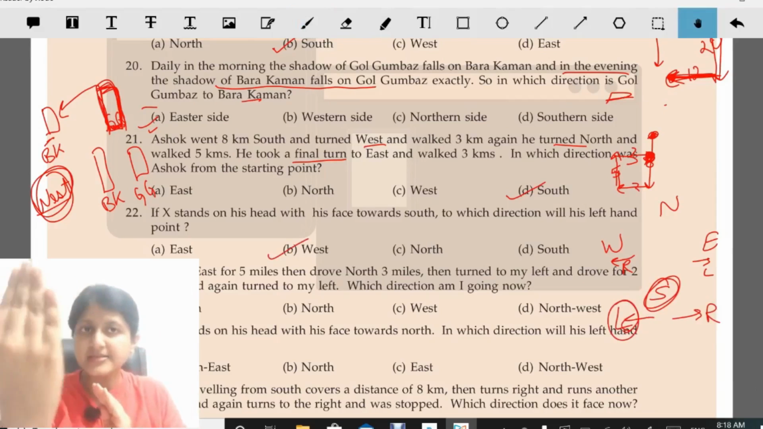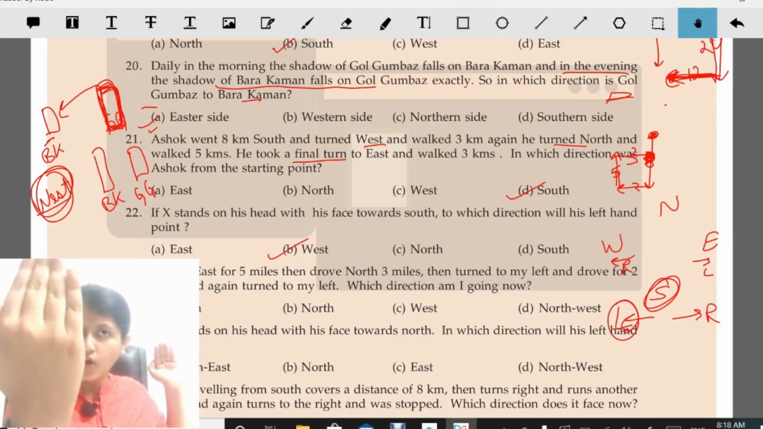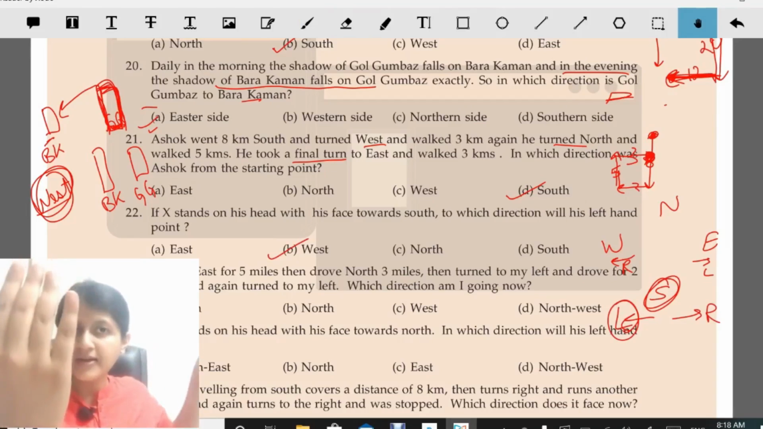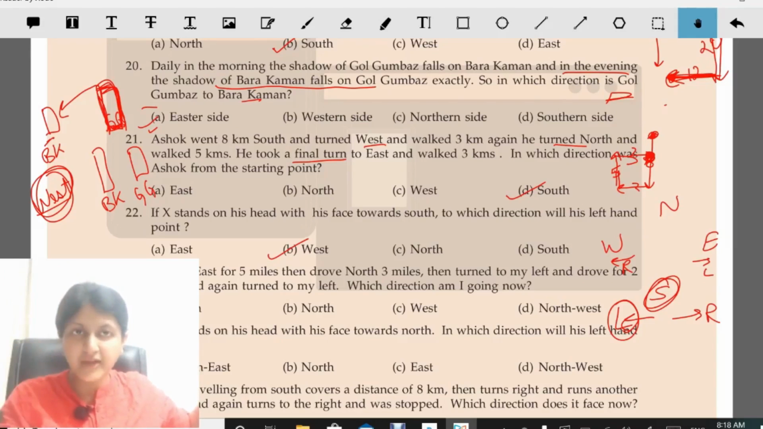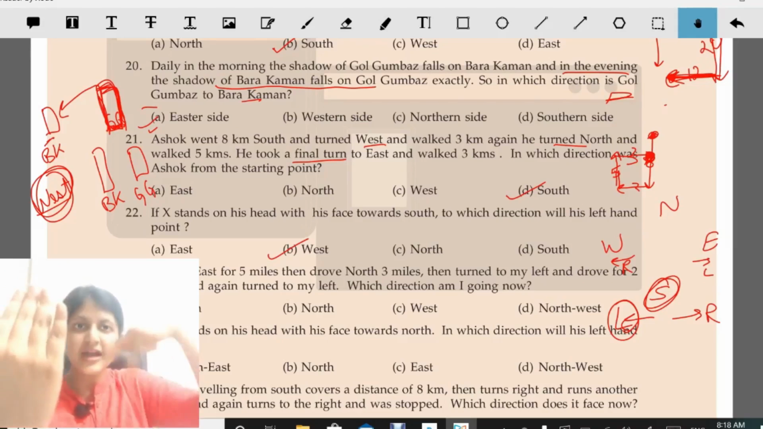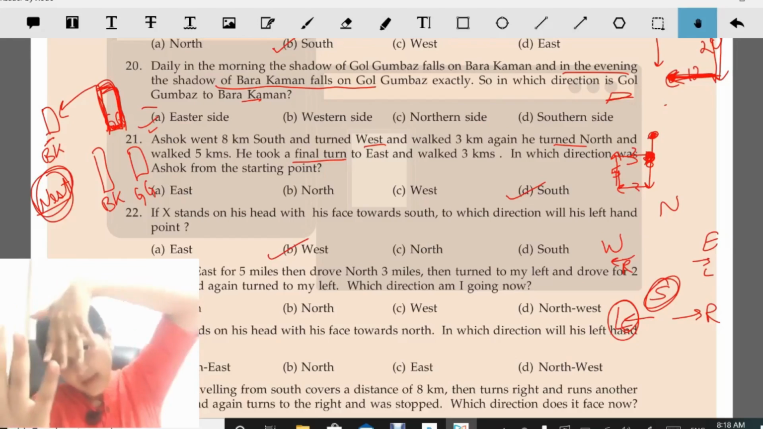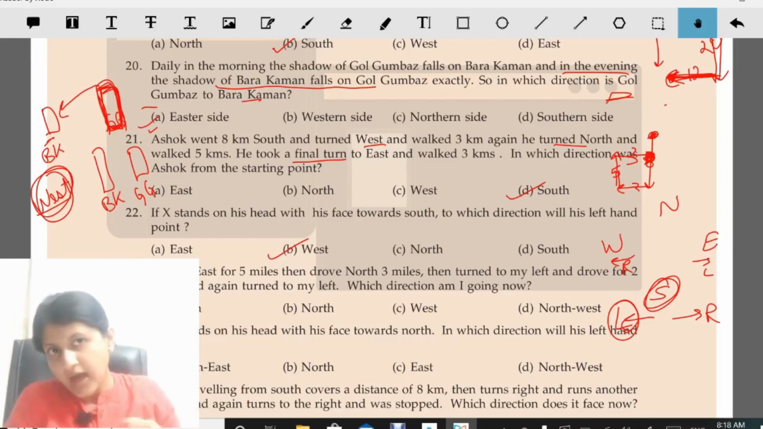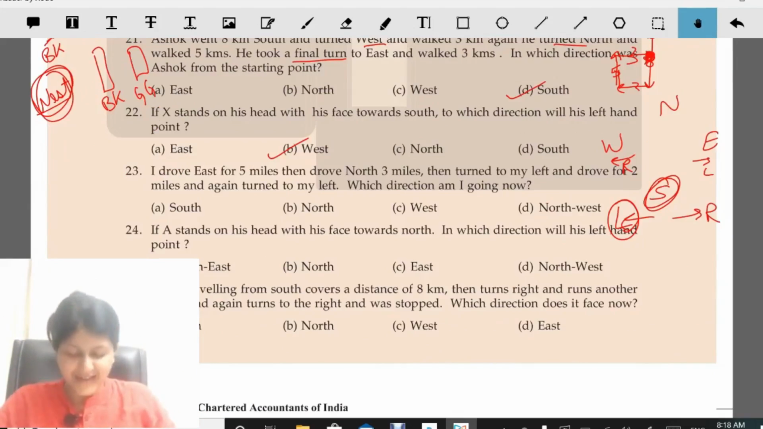Okay, again I am explaining. Suppose this is south and this is north. Okay, so where is my right hand? My right hand is this. And if this is south, this will become west because this is north. So this is my right hand, west, and this is my left hand towards east. If I am standing on my legs facing towards south, if I do Shirshasana and I stand on my head facing towards south, again my left hand will go towards west and right hand will go towards east. Okay, I hope you are getting my point. 23. I drove east for 5 miles.